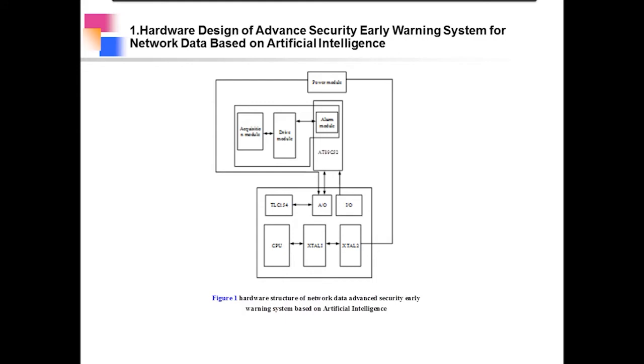First, hardware design of advanced security early warning system for network data based on artificial intelligence. The hardware of network data advanced security warning system based on artificial intelligence is composed of power module, collection module, drive module, alarm module, and display module. The structure of AI-based advanced security warning hardware for network data is shown in Figure 1. Analysis of Figure 1 shows that the power module consists of an external AC power supply and an internal battery, both of which work simultaneously to ensure that the system can have continuous power.